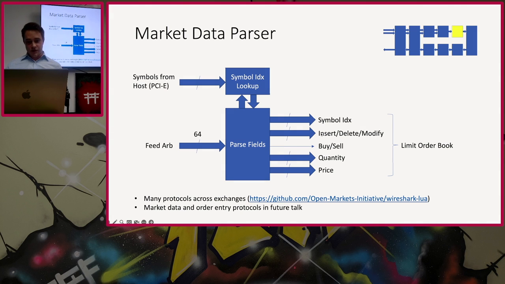Now, some of the fields we pull out are: is it a buy or sell? What's the quantity? What's the price? And then, how are we modifying the order book downstream? Are we inserting a new price level? Are we deleting one? Or are we modifying an existing one?